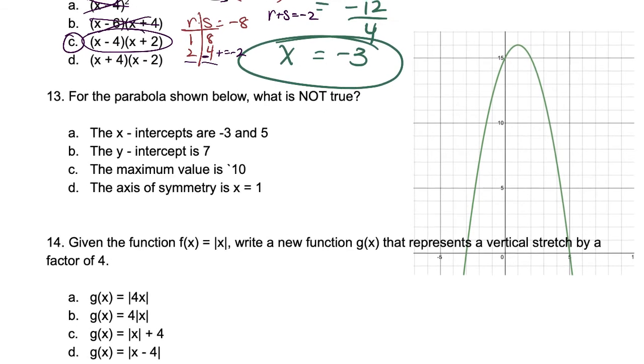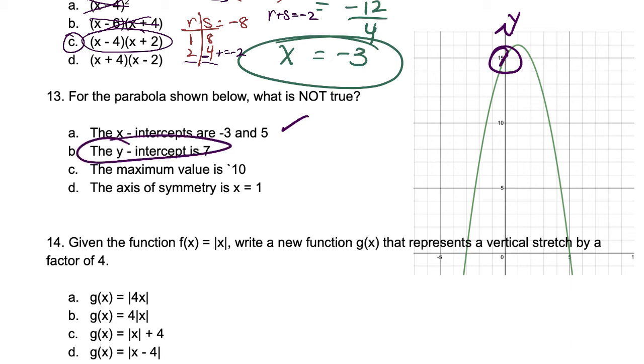13 was not true about this parabola. The x-intercepts are negative 3 and 5. Let's see here. X-axis is right down here. 1, 2, 3. It crosses at negative 3. It crosses at 5. So yeah, it does that. The y-intercept is 7. Here's our y-intercept up there. That y-intercept, here's the y-axis. It's crossing at 15, so this one's not true.